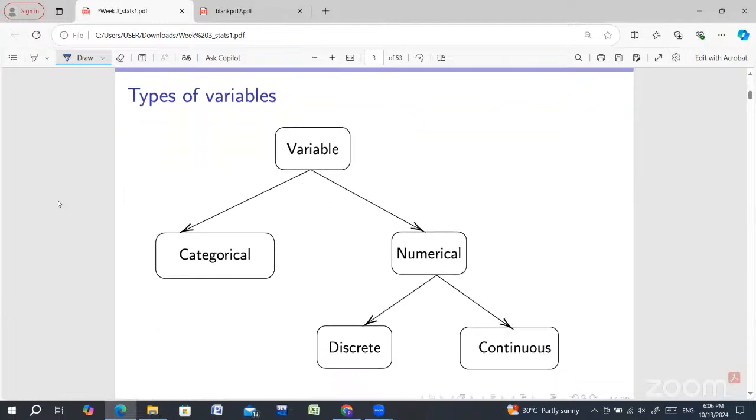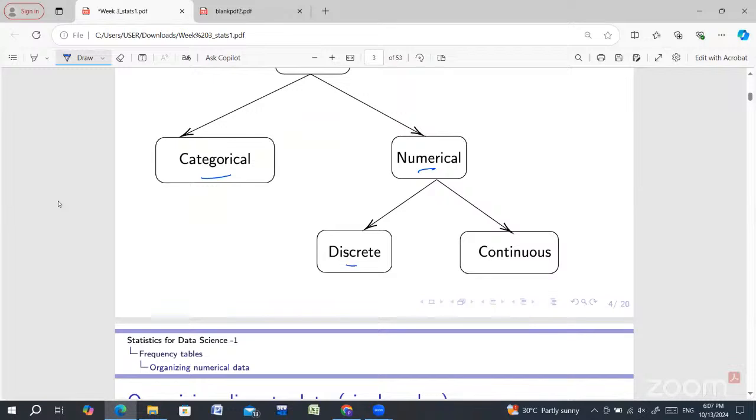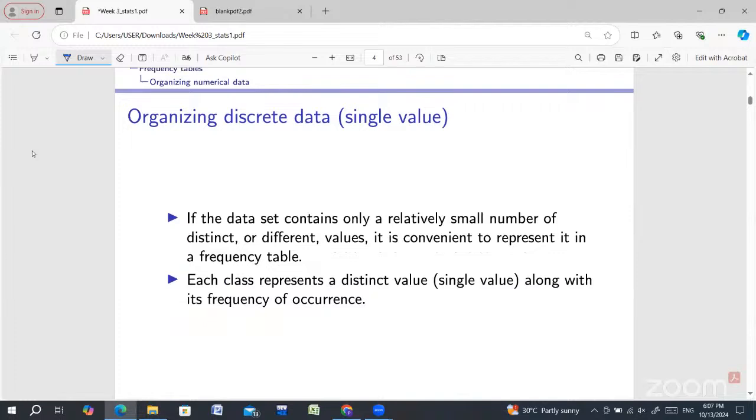So basically, two types of variables are there: categorical and numerical. In numerical, there are two types: discrete and continuous. Is everyone clear with discrete and continuous variables? Discrete takes distinct values on the real line, and continuous takes all the possible values in a certain interval. First of all, we will study how we organize discrete data. Suppose you are given a data set with a small number of distinct values. Then we will study how to represent it in a frequency table.